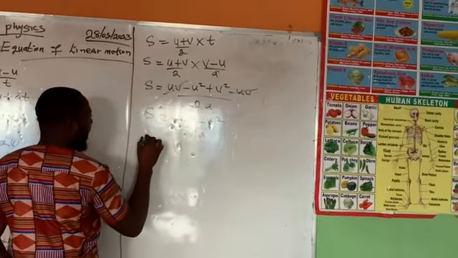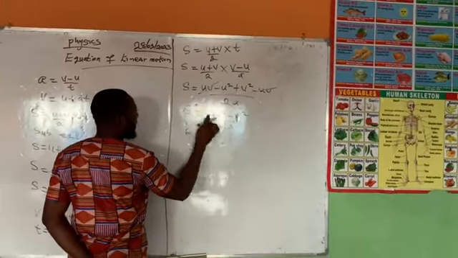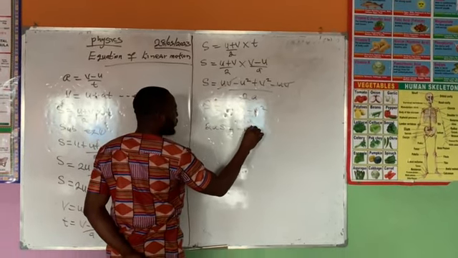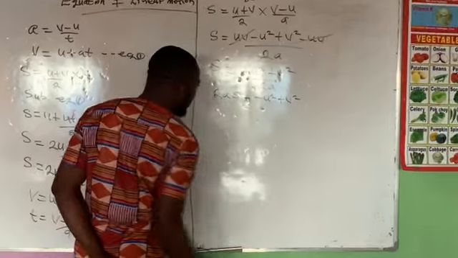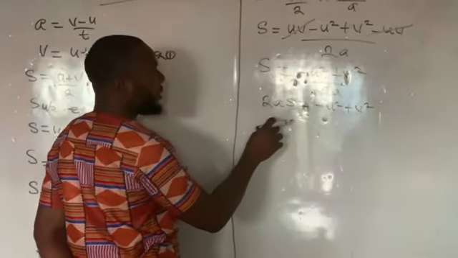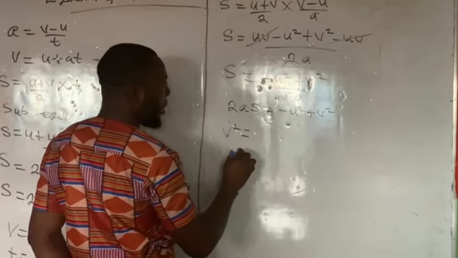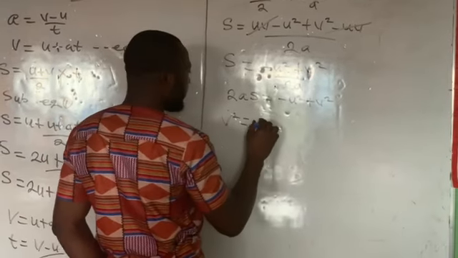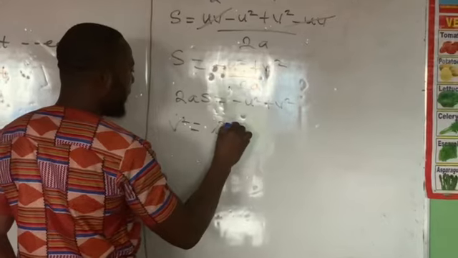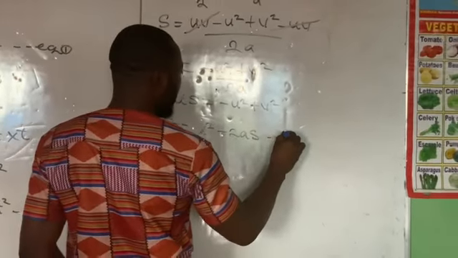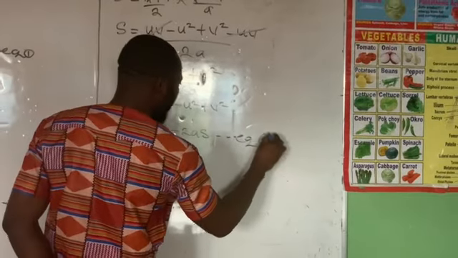Cross multiplying, I have that 2as. 2a times s will give me 2as is equal to minus u squared plus v squared. Making v squared the subject of the formula, I have that v squared is equal to u squared plus 2as. I call this equation 3.